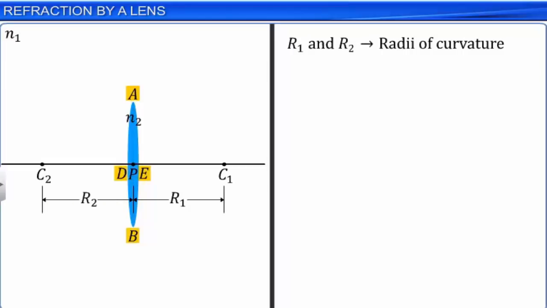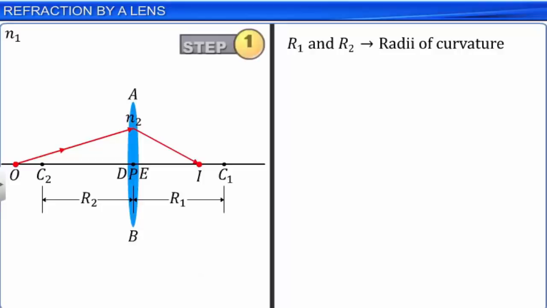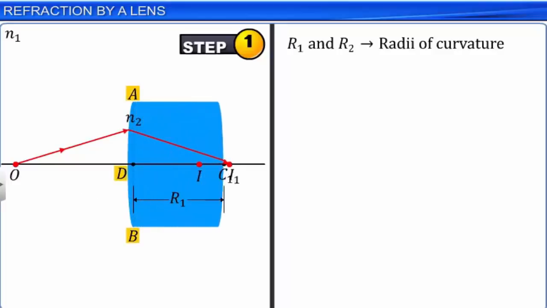The refraction of light through the lens can be split into two steps. In the first step, let us consider the refraction at the first spherical surface ADB. Because of this refraction, a real image of O would have formed in the second medium at I1. According to the Cartesian sign convention applicable for refraction at spherical surfaces, measurements are taken from the intersecting point of the spherical surface and the principal axis. Let dI1 be V'. Since we consider only thin lenses, DO is equal to U.